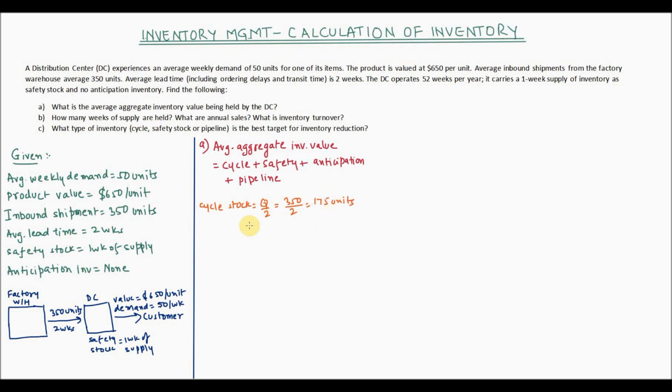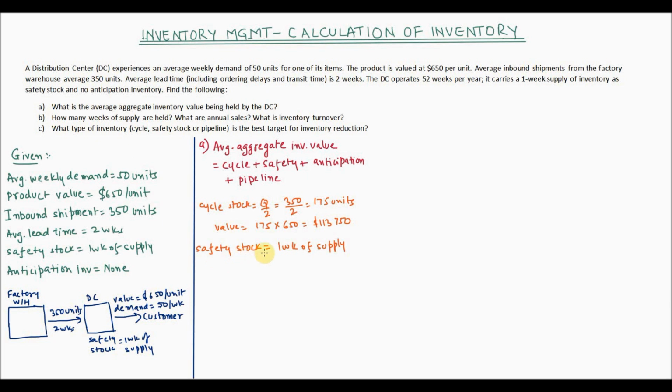Now we need to find out the value, because this is average aggregate inventory value. So we need to convert these units in terms of dollars. Now we have been given that each unit has a value of $650. So the value here will be equal to 175 multiplied by 650, which is equal to $113,750. Now next we'll find out the safety stock.